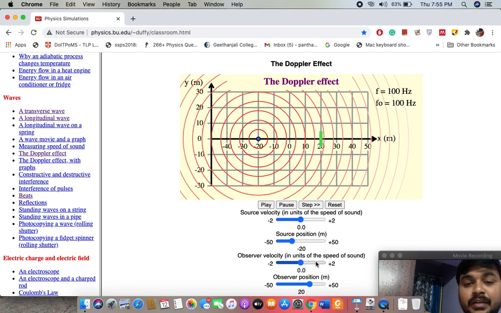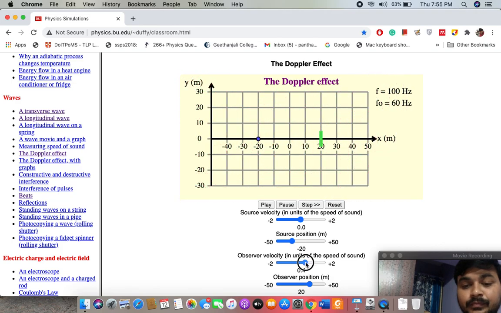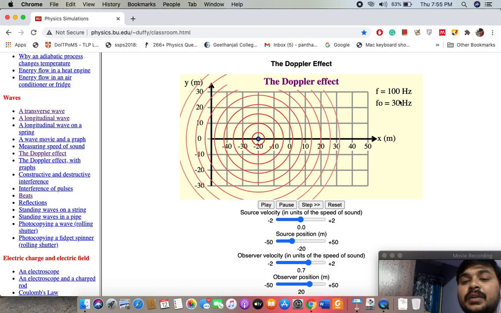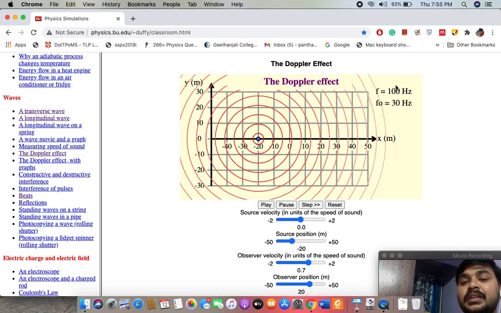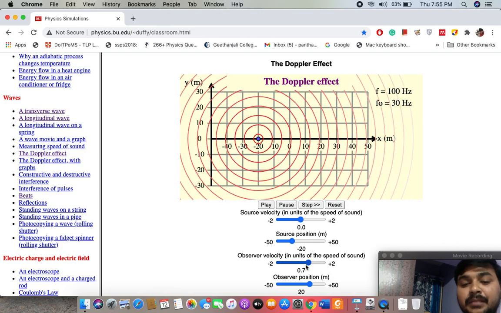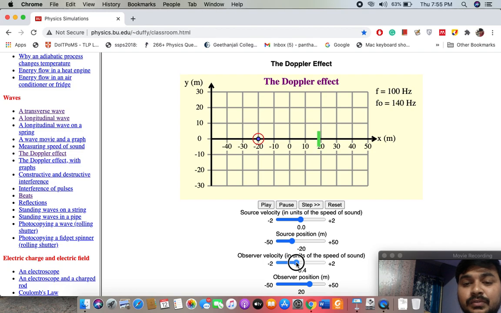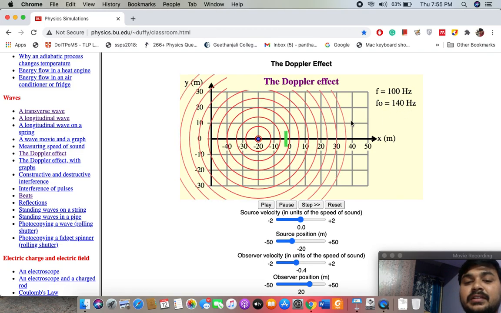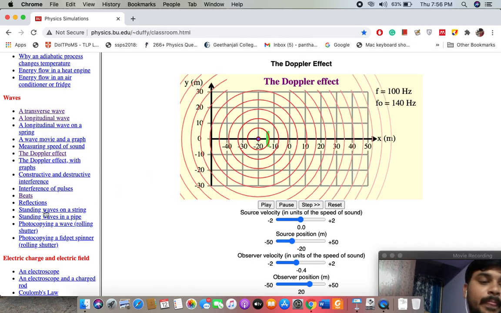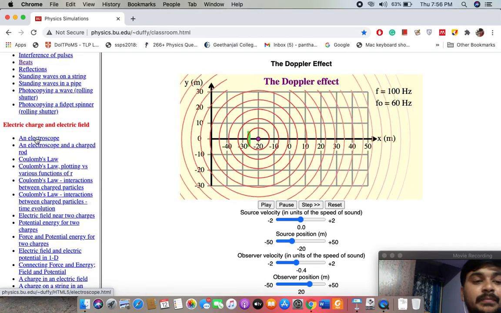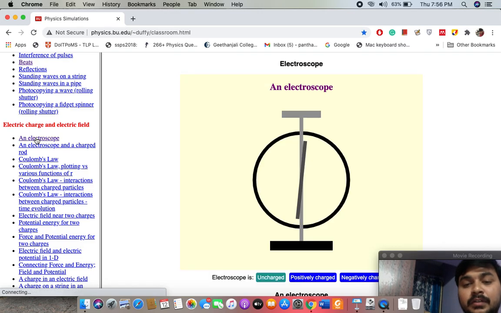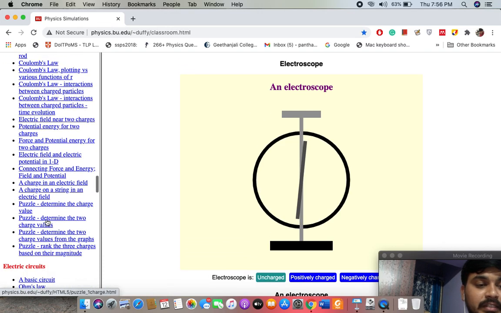So for example, you can move the observer. See, now the observer is moving. So this is the frequency reaching the observer. This is the standard frequency. When the observer moves to the source side, see, the apparent frequency is increased. So this is the Doppler effect. And if you want to explain electric field, these are all available.